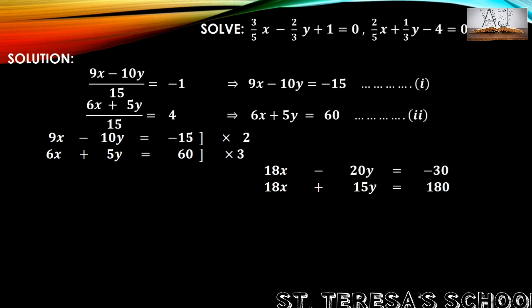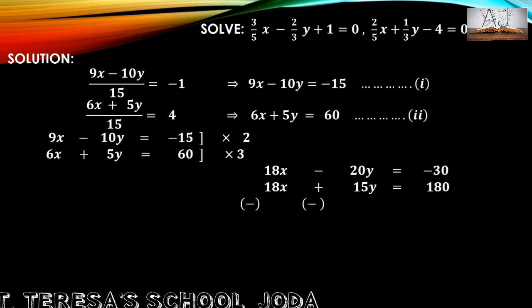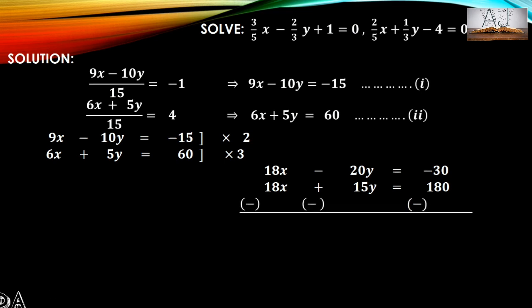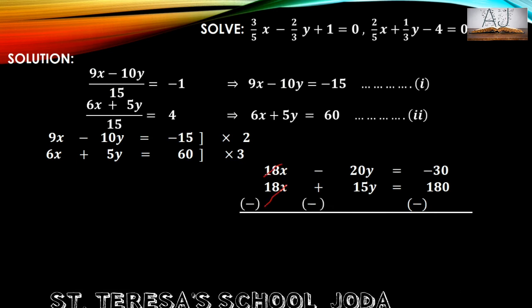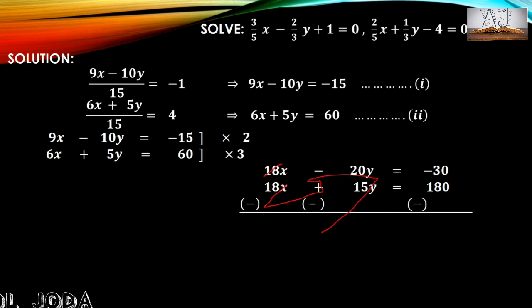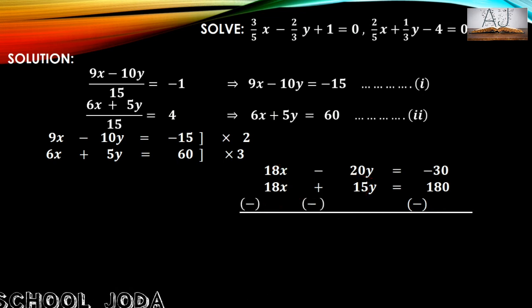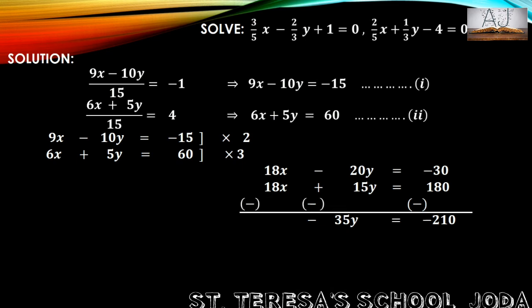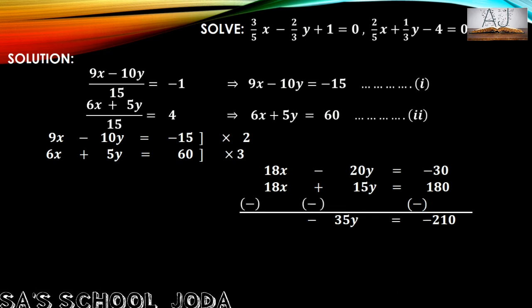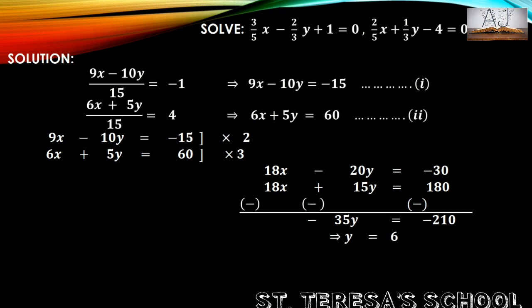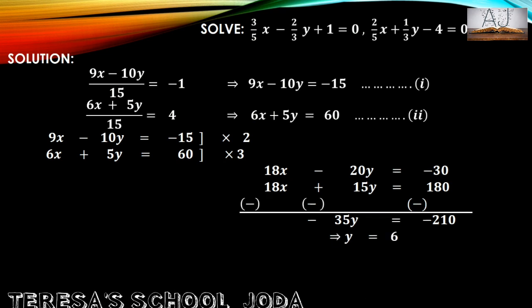Now we have to change the signs. Subtraction we have to do. So minus, minus, minus. Now draw a line. 18x minus 18x gets cancelled. Minus 20y minus 15y is minus 35y. Minus 35y is equal to minus 30 minus 180, which is minus 210. Cancel the minus signs. y equals 210 by 35. 210 by 35 is 6.